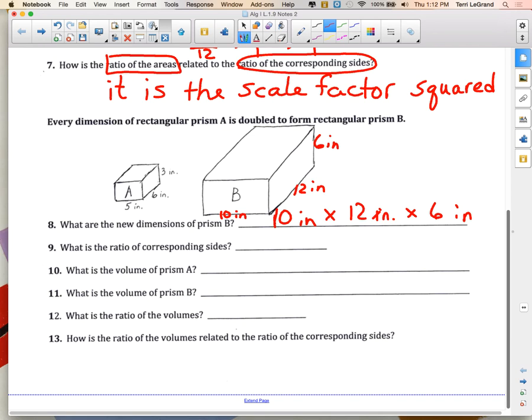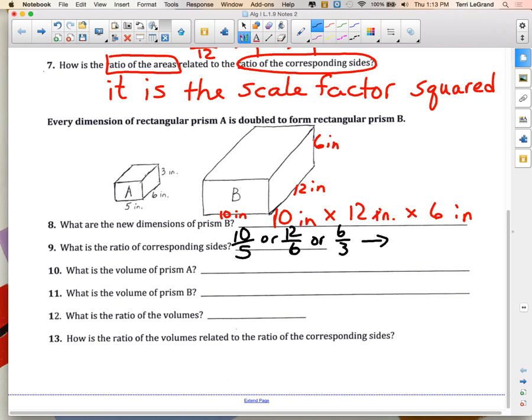Okay, so what's the ratio of corresponding sides? We actually have 3 ratios we can set up here, because we have 3 dimensions. So what's one of them? 10 over 5, new over old. Not because we like the bigger one on top, it's because that's new over old. Or, what's another one? 12 over 6. I thought I heard 4. I was like, where'd that come from? Okay. And then what's our final ratio of corresponding sides? 6 over 3.